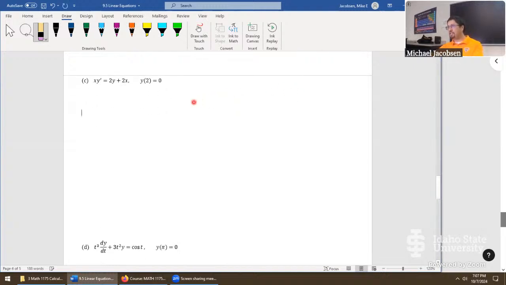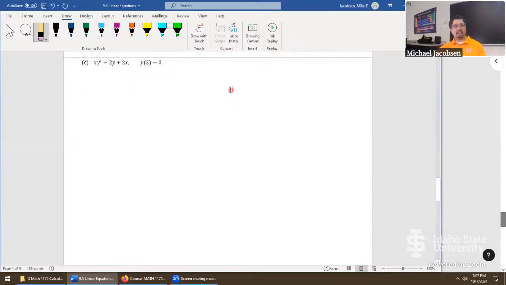The issue with part C, just looking at it, is that it's not in the format that we would like it to be in. We would like to have the derivative term come first, then the term involving y come second, and 2x should be isolated on the right-hand side. So our first step on this one is really just organization. We'll go x y prime minus 2y equals 2x.